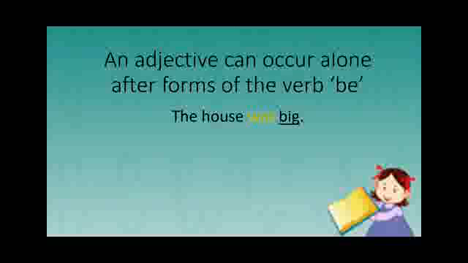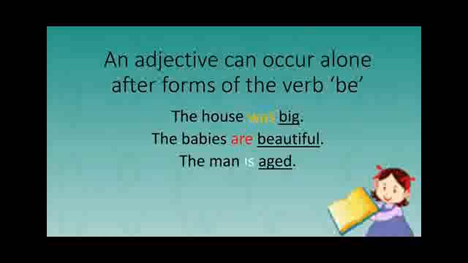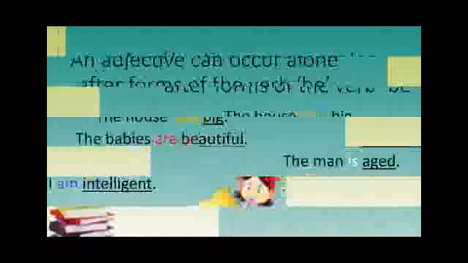The house was big. You can see was is the verb to be. How big comes after was, which is the adjective. The babies are beautiful. The man is aged. So was, are, and is are verbs to be occurring before the adjective. I am intelligent. Some of you don't know that am is a verb to be. So am in this sentence is the verb to be.